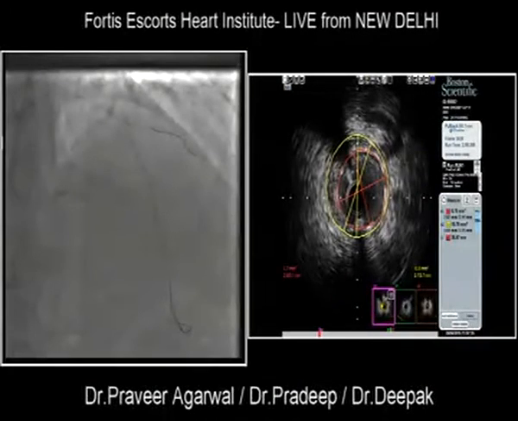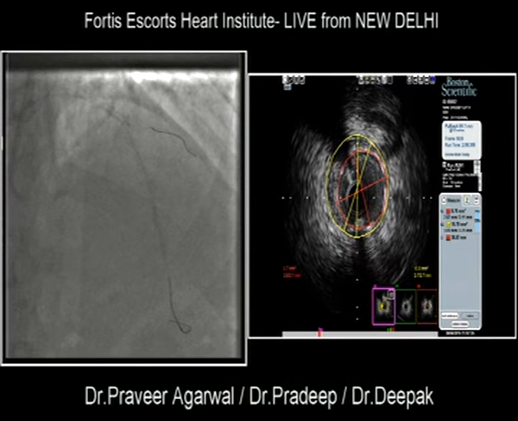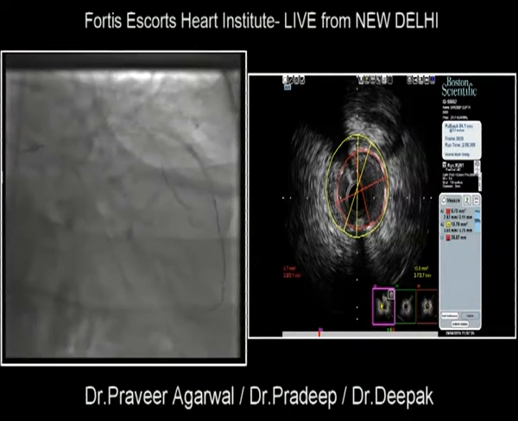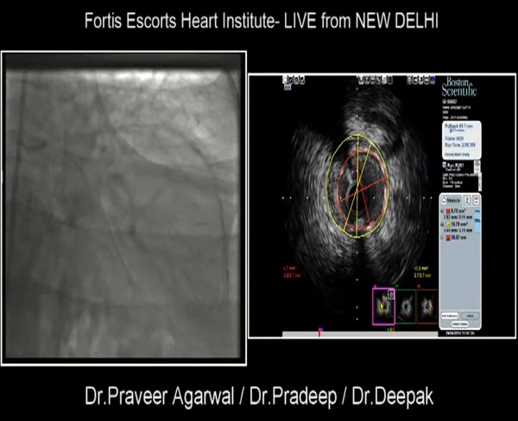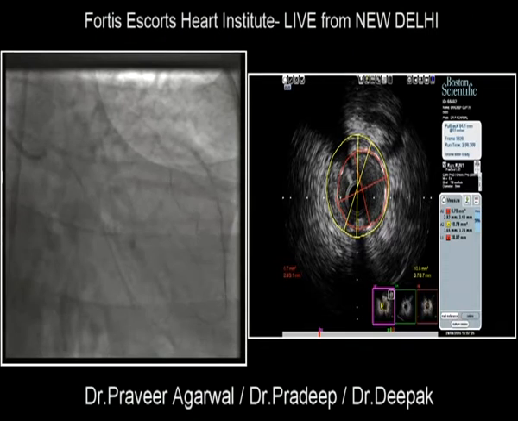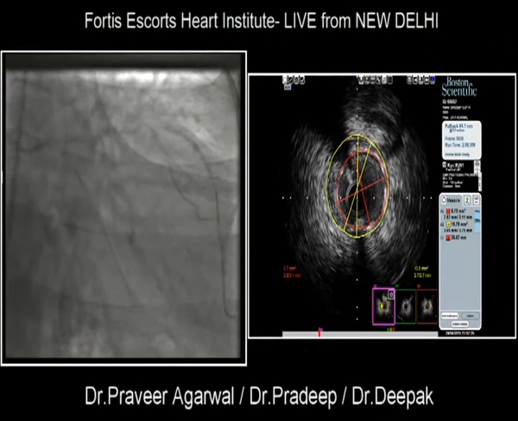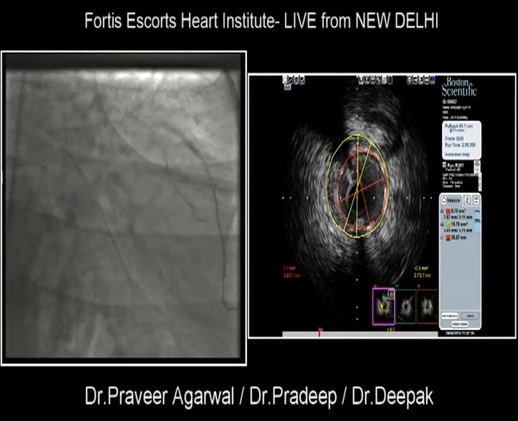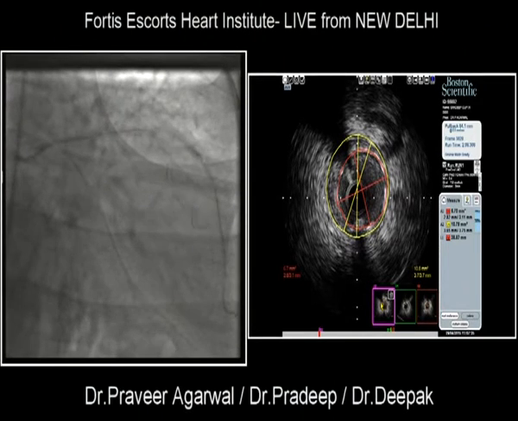Are you cordial, please? Let's make sure of that. I'm not very, very happy with pushing, shoving in a guideliner into the left main stent. That's why I'm trying a simpler way if it can happen.